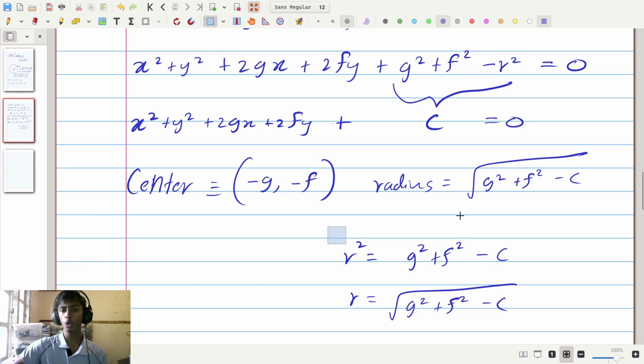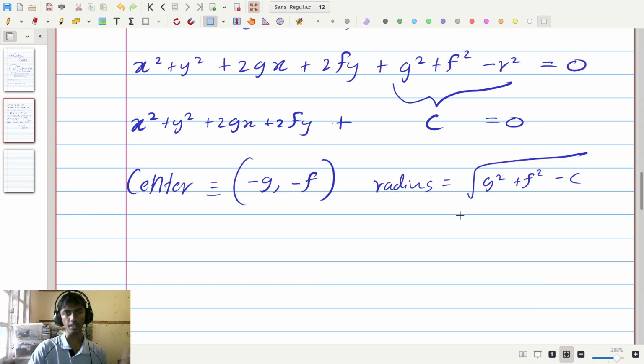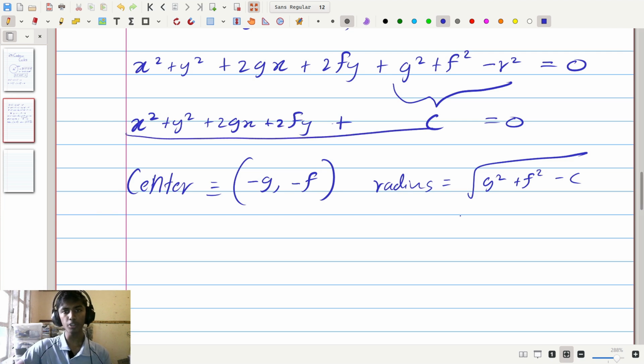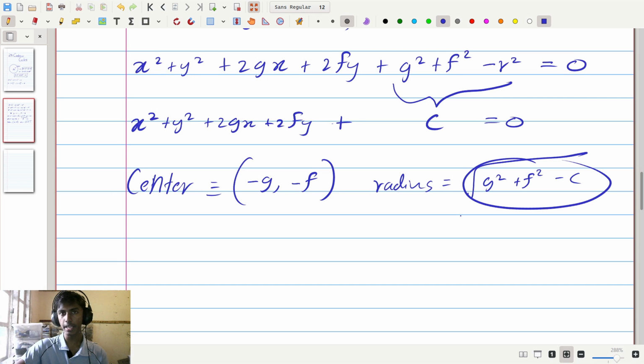Now, for a normal circle which has a positive radius, this thing inside the square root would be positive. For a circle that has 0 radius, as in r equals 0, this should all be 0. So the whole sum here should be 0. If the whole sum is 0, then g squared plus f squared must be equal to the constant c. However, with this form, it is also possible for c to be a value that is bigger than g squared plus f squared, in which case this thing inside of the square root would actually be negative.